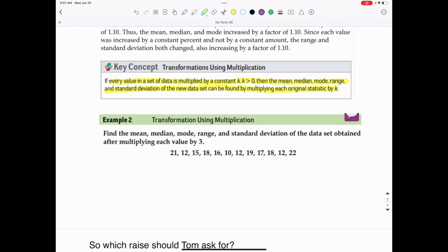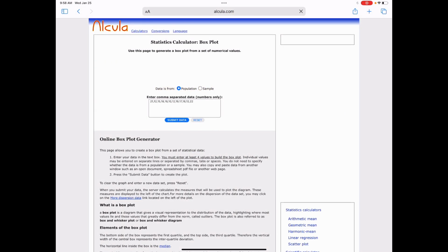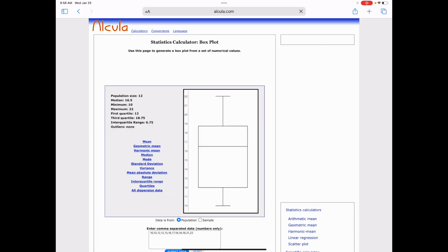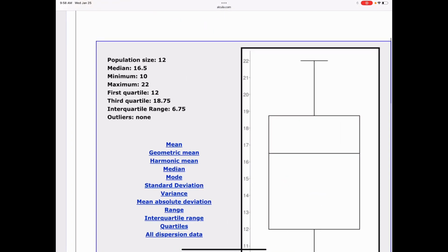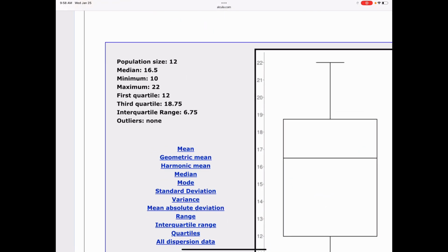So I'll go back to my box and whisker plot and type in the data set that you see on your screen right now. Okay, so I've typed that in already, so now I will submit the data. It takes me to the box plot, and we can see that the median, again, on the left side, we have a median of about 16.5. So the new median will be multiplying that 16.5 times 3, and that will give us 49.5 for the new median.